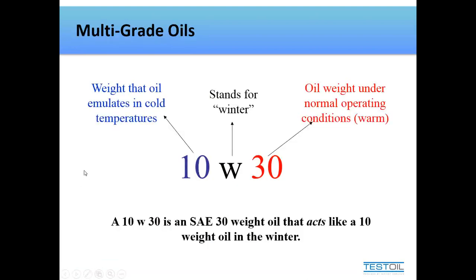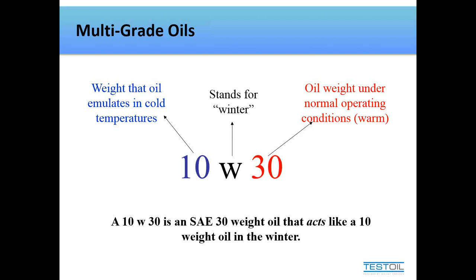Now, they kind of explain the multi-grade nomenclature we have here. The W pretty much stands for your winter weight. So this first number right in front of the W is the weight in the winter. It sounds almost backwards. You would think in the cold, the oil actually gets thicker. But the engineering of it and the modifiers that are put into these oils actually emulate that of a 10 weight in the wintertime, below 32 degrees.